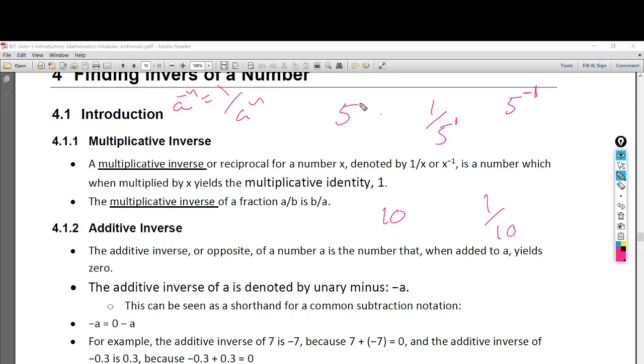Therefore, because the inverse of 5 is 1 over 5, we just write the inverse of 5 as 5 to the power minus 1. We use it as a notation, because it works anyway: 1 over 5 can be written as 5 to the power minus 1. So that is called the multiplicative inverse. If someone asks what is meant by inverse, can someone give me the definition? What is meant by the multiplicative inverse of a number?